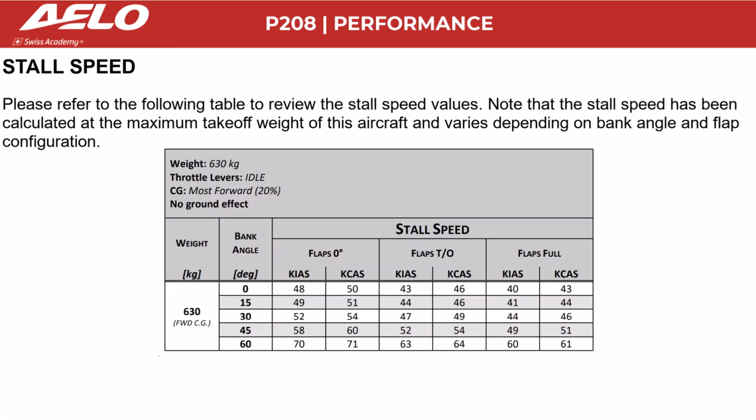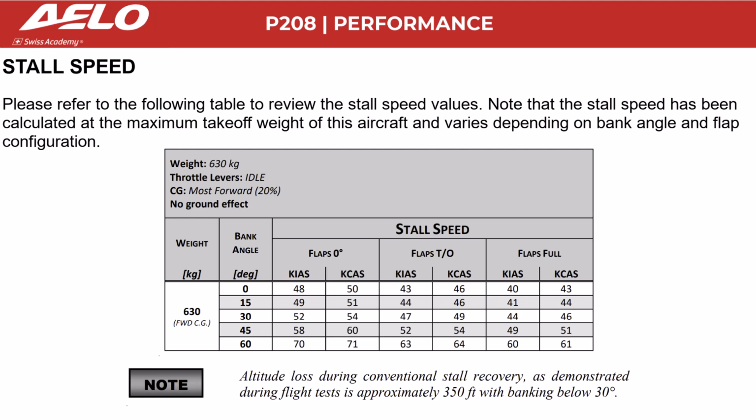Stall speed. Please refer to the following table to review the stall speed values. Note that the stall speed has been calculated at the maximum takeoff weight of this aircraft and varies depending on bank angle and flap configuration. Note: altitude loss during conventional stall recovery, as demonstrated during flight tests, is approximately 350 feet with bank angles below 30 degrees.